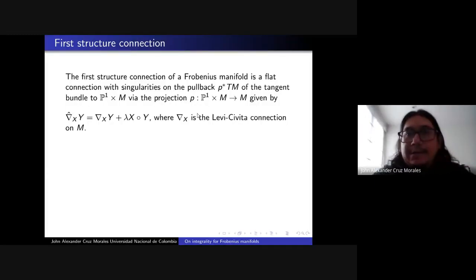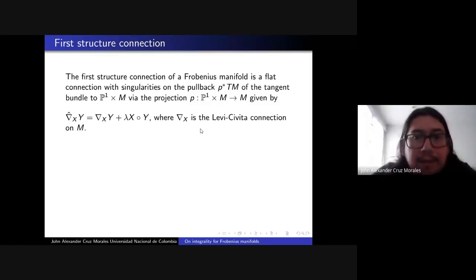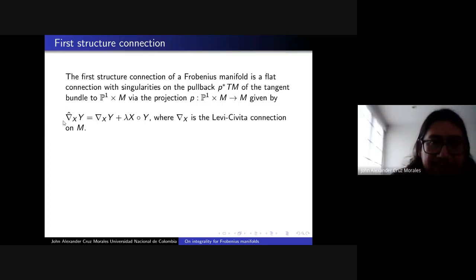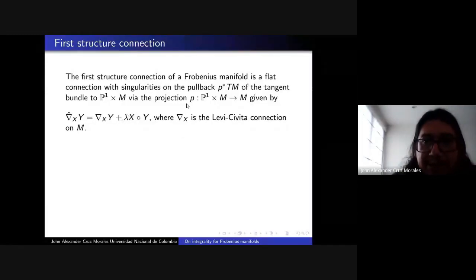Okay. One of the main objects in the definition of the Frobenius manifold is what is called the first structure connection for the Frobenius manifold. It is a flat connection with singularities in the pullback of the tangent bundle, and it's given by this formula here. Here, nabla x is the Levi-Civita connection on M, lambda is a parameter in P1, and this is the quantum product, or the product of the Frobenius manifold, if you want.